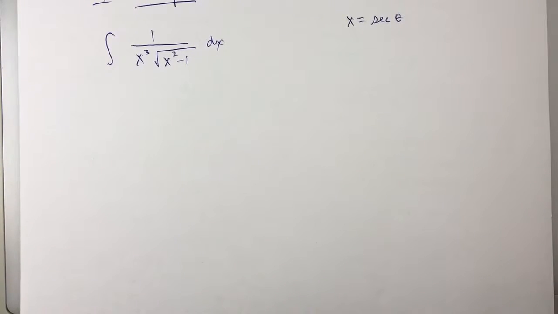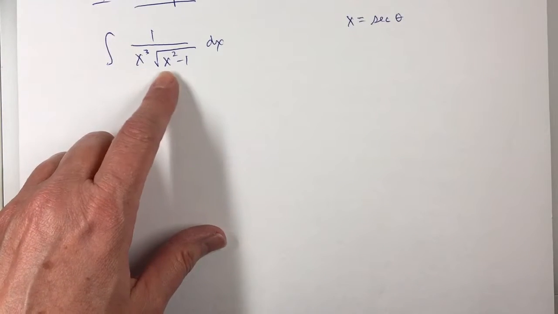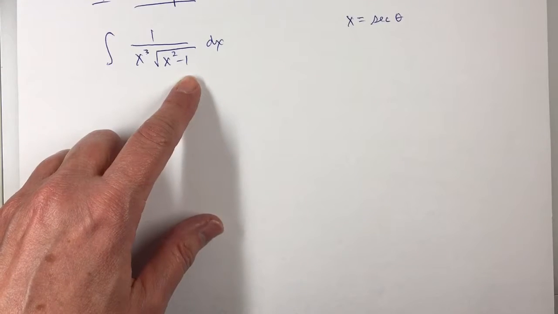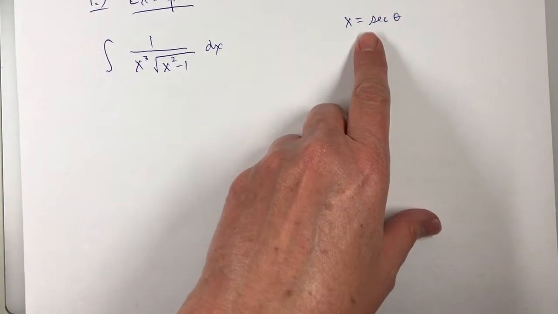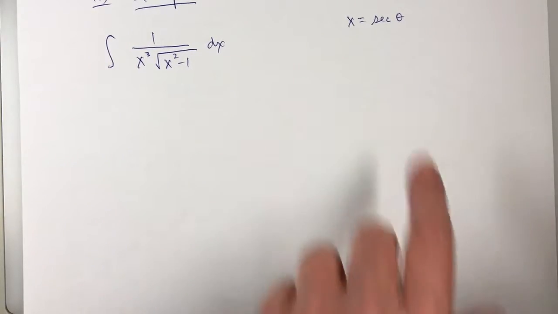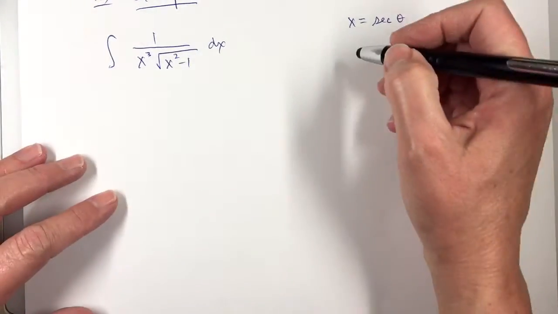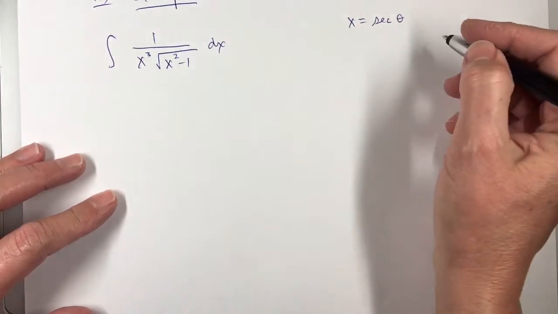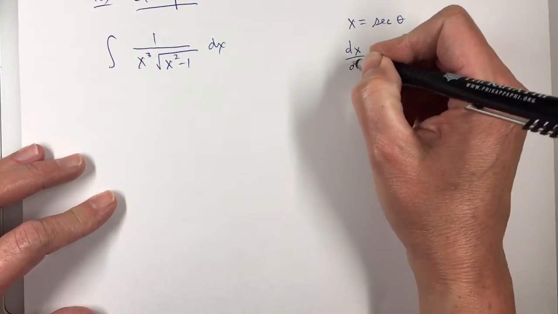Here's a problem that I'm going to use trig substitution for. So the integral of 1 over x cubed times the square root of x squared minus 1 dx. So I put on the side here what the trig substitution is. X equals secant theta. So you have got to do the derivative of secant theta, or the derivative, dx over d theta.